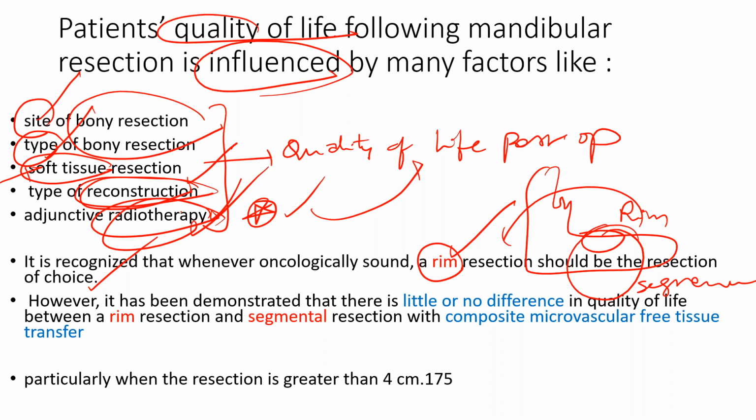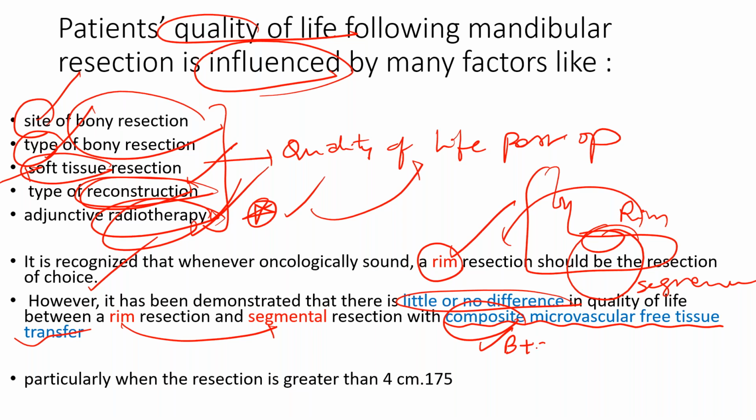Rim is the choice. However, it has been demonstrated that there is little or no difference in the quality of life between a rim and a segmental resection. When you do a composite microvascular free tissue transfer, composite involves the bone plus cartilage, microvascular means along with blood supply, and free tissue transfer means tissues which are not connected to anywhere.